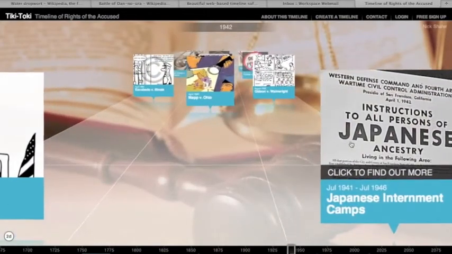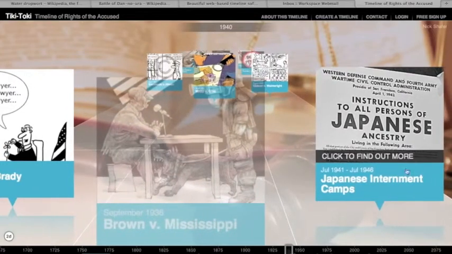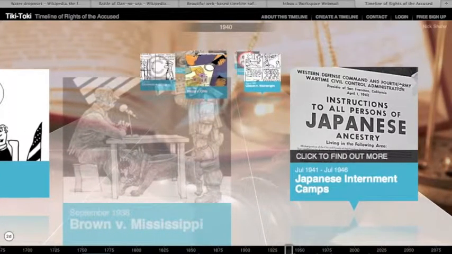Japanese internment camps are more of a general point, an interesting point in history where the United States government justified violating the rights of American citizens, giving in to the paranoia of that time right after the bombing of Pearl Harbor.